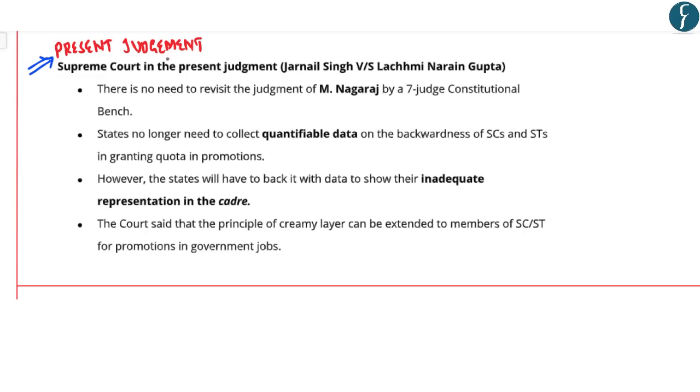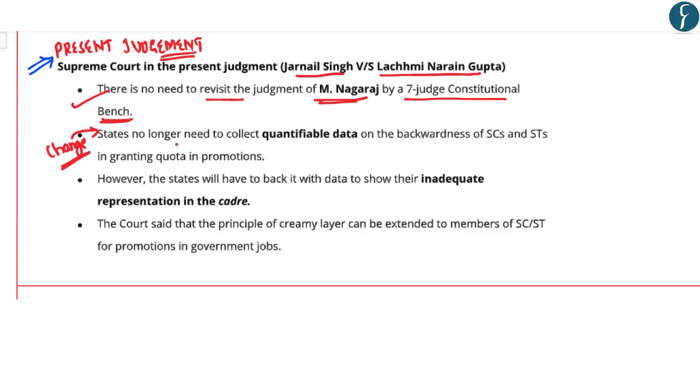Now let us understand what was the judgment of the Supreme Court in the present case. This case is also referred to as Jarnail Singh versus Lakshmi Narayan Gupta. In this particular case, the Supreme Court stated that there is no need to revisit the judgment of the M. Nagaraj case by a 7-judge constitutional bench.